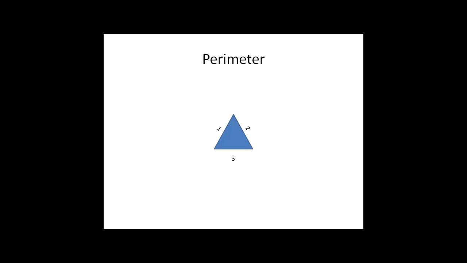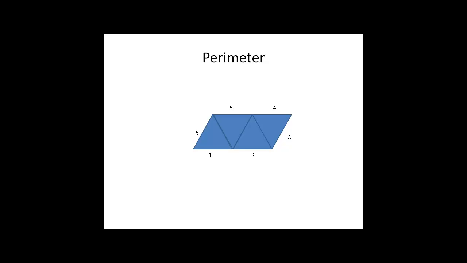What would happen if we added another triangle? Then our perimeter would be 1, 2, 3, 4. How about if we added another triangle? Now that we have 3 triangles, our perimeter would be 1, 2, 3, 4, 5. How about if we added a 4th triangle? Well, then our perimeter would be 1, 2, 3, 4, 5, 6.